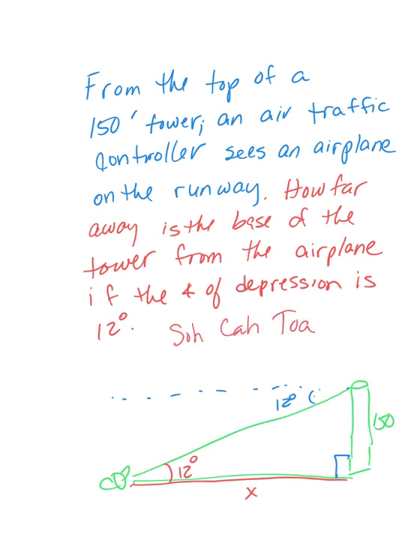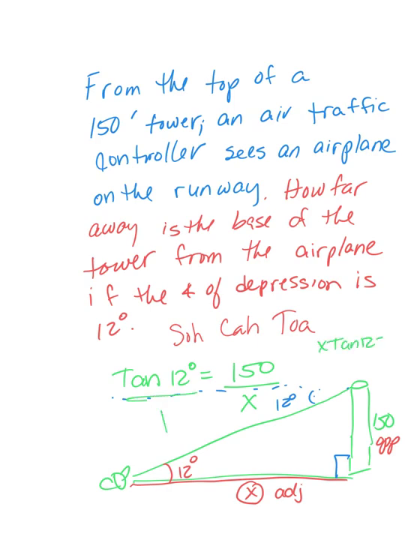We say to ourselves, all right, here's my angle. X is the adjacent, and 150 is the opposite. Which one has an A and an O in it? Tangent. So we say tangent of 12 degrees equals 150 over X. Everybody understand that? Opposite over adjacent. We cross multiply and we get X tangent of 12 equals 150. And divide by tangent of 12.